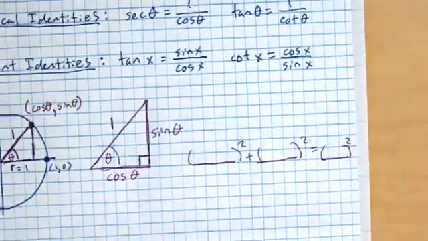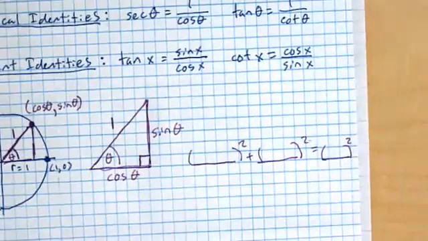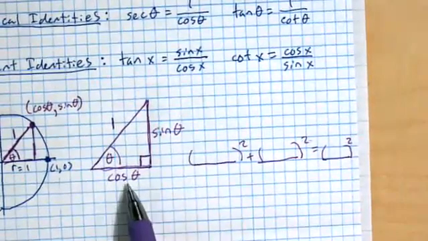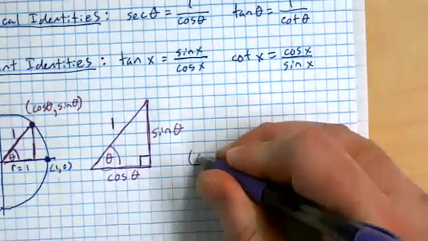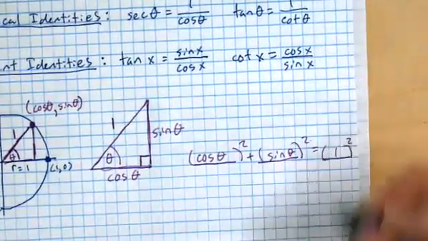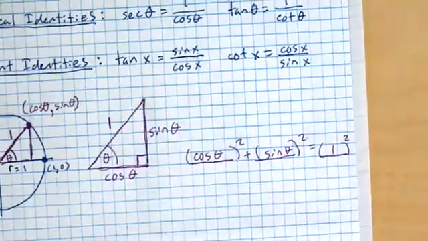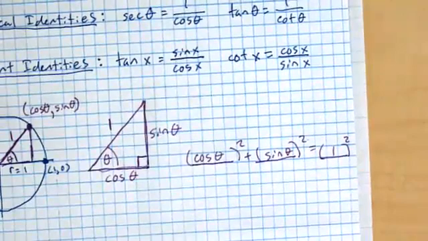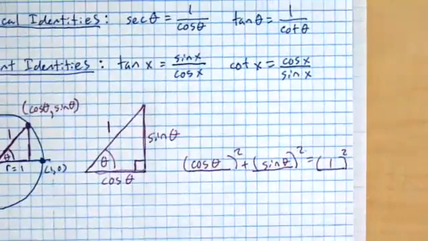Some people call that the whose theorem? Pythagorean theorem. And what will go inside of each of these blanks? So it would be cosine and sine and 1. And that's how we come about the Pythagorean identity, the first Pythagorean identity.